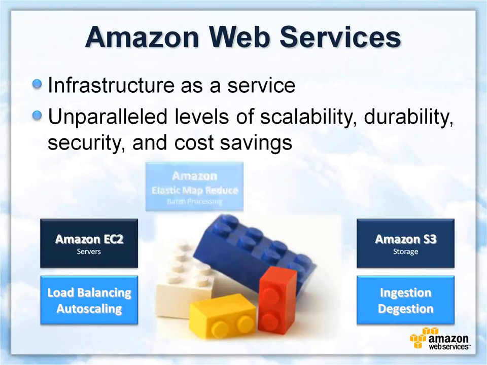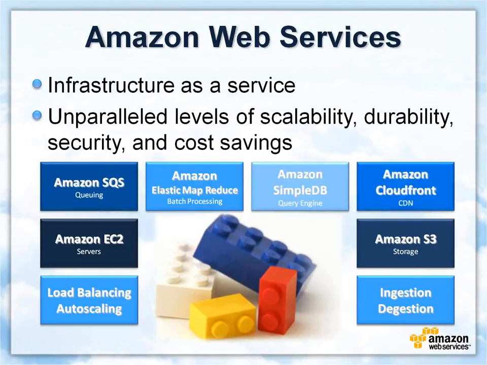If you could click again, please. And then to complement those, we've rolled out a number of other building blocks. From our perspective, these are the raw components out of which you can build almost any application, which is why we see such broad adoption of our services across a lot of different verticals. So we have queuing in Simple Queue Service, a service for doing massive batch processing of big data sets in Amazon Elastic MapReduce. So this is Hadoop as a service, if you're familiar with Hadoop.